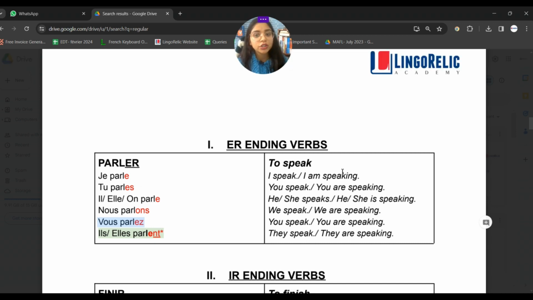So I already mentioned to you that "I speak" and "I am speaking" in French mean the same exact thing. Now you have "tu parles", which means you speak, whereas it also means you are speaking. Now you have il and elle and on. Here, you're going to pronounce it as "parle", and this means he or she speaks, or he or she is speaking, which is to say, again, simple present and present continuous, just the same.